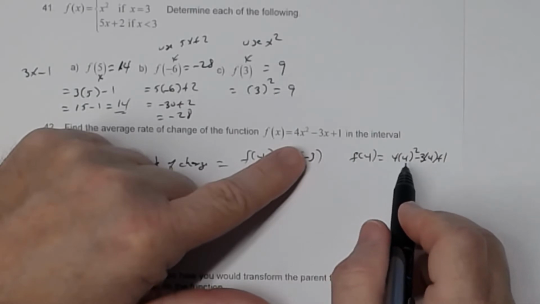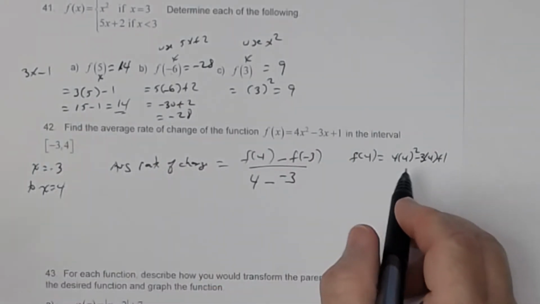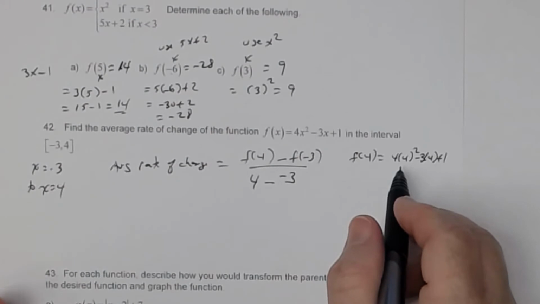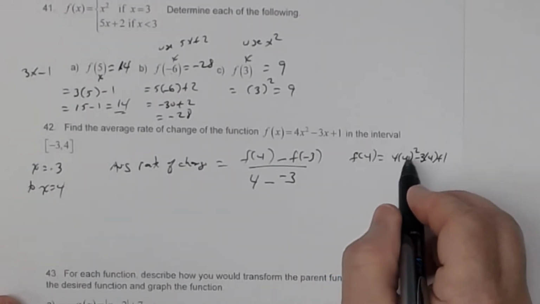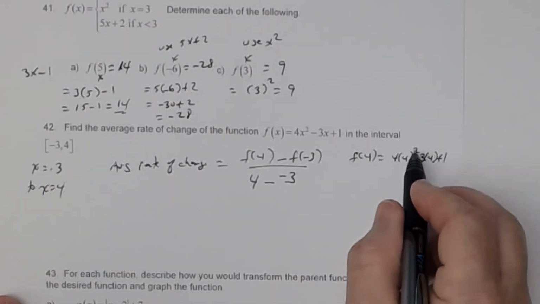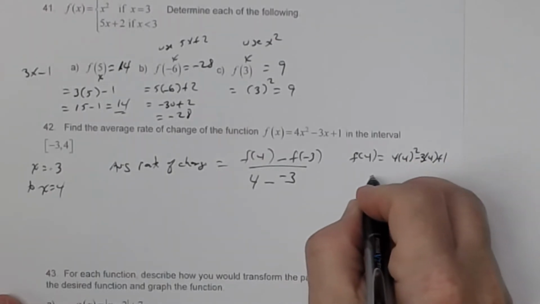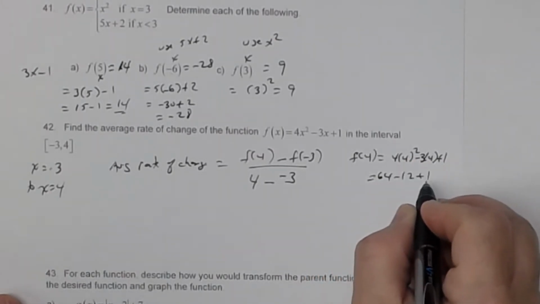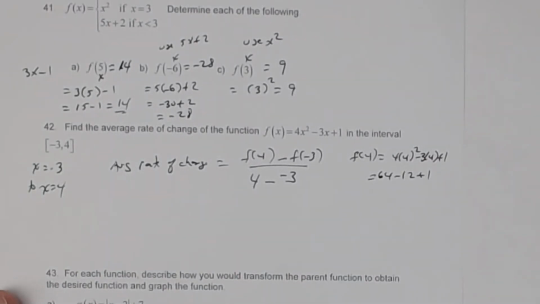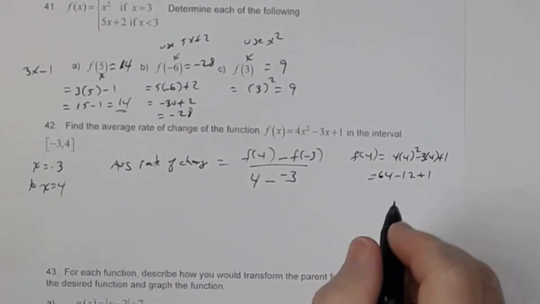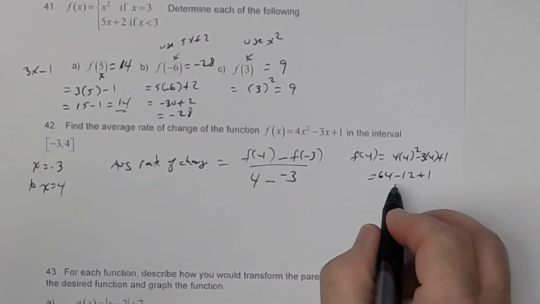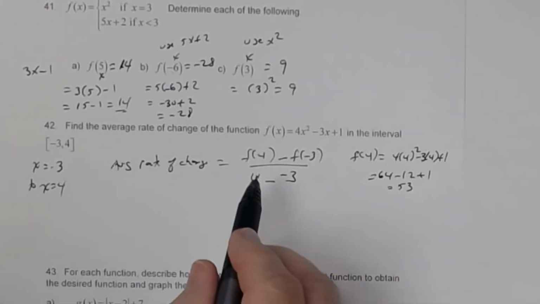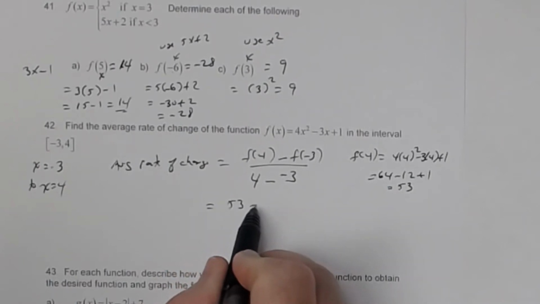And then 16 times 4 is 64, right? Negative 3 times 4 is a negative 12, and then plus 1. And then use your calculator if you need to. 64 minus 12 is, what's that, 52? And then 52 plus 1 is 53. So that's f of 4. So I get 53, subtract.